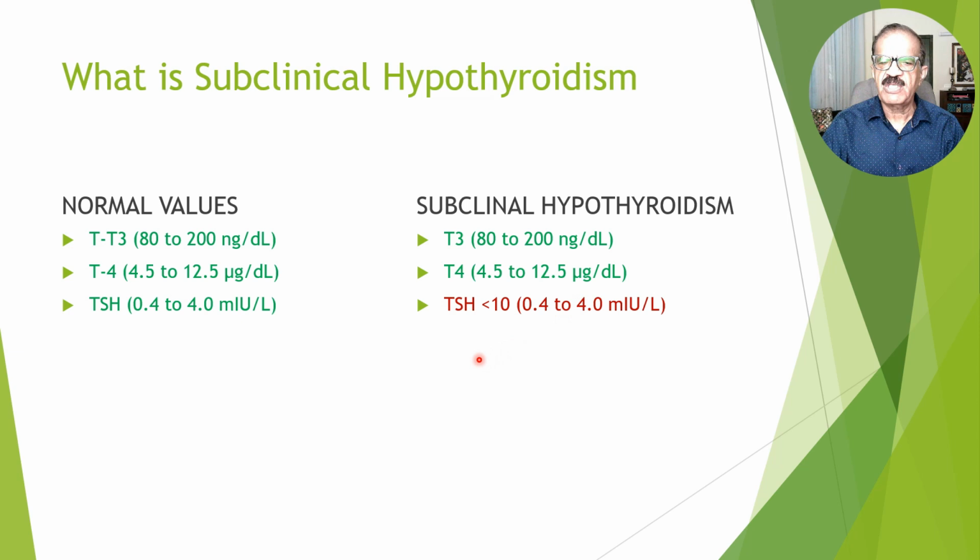But TSH is elevated. Most assays use this range, 0.4 to 4. Some use up to 4.5. So depending upon which assay you are using, you will apply the normal values. But if it is more than normal, but still less than 10, with the normal T3 and T4, this condition is described as subclinical hypothyroidism.